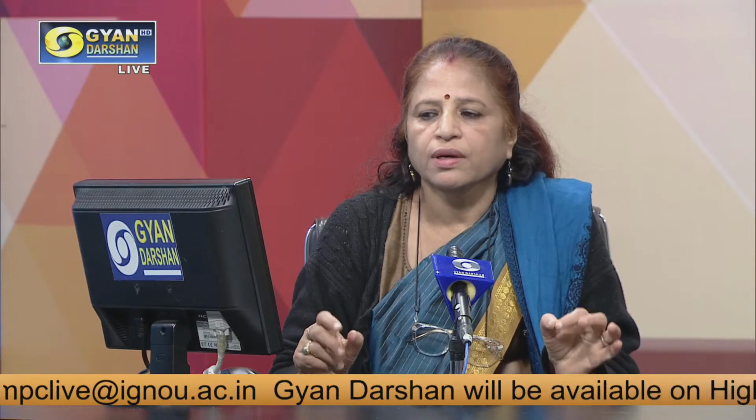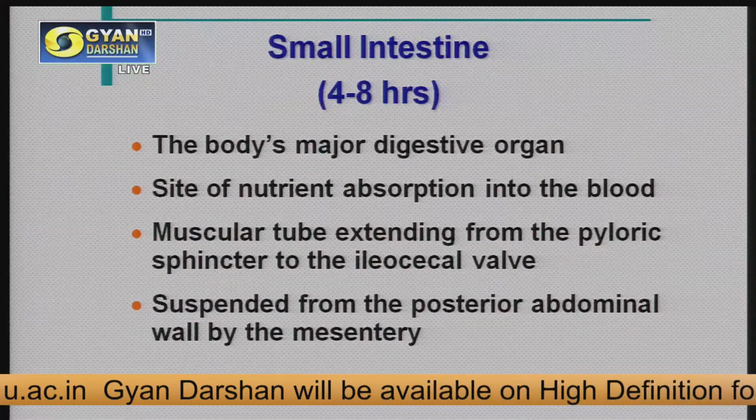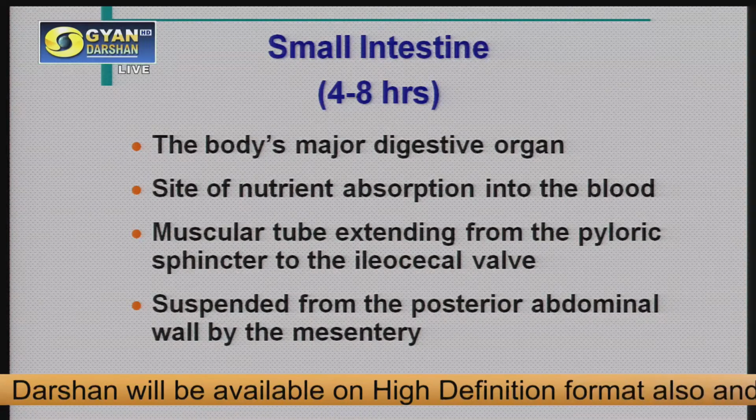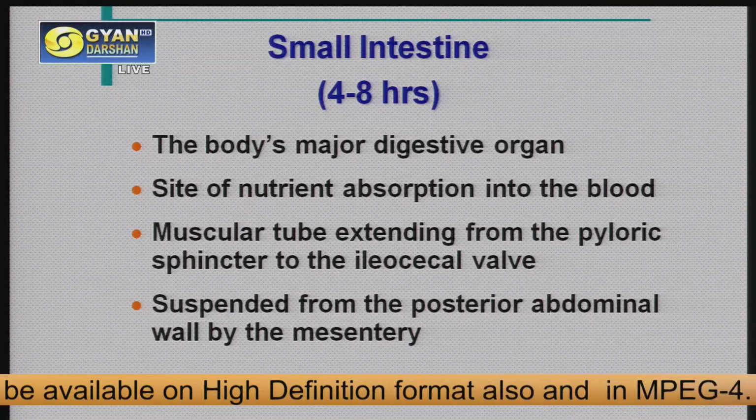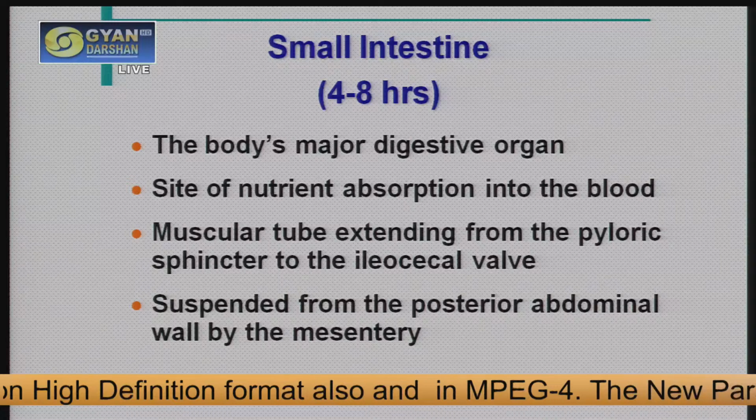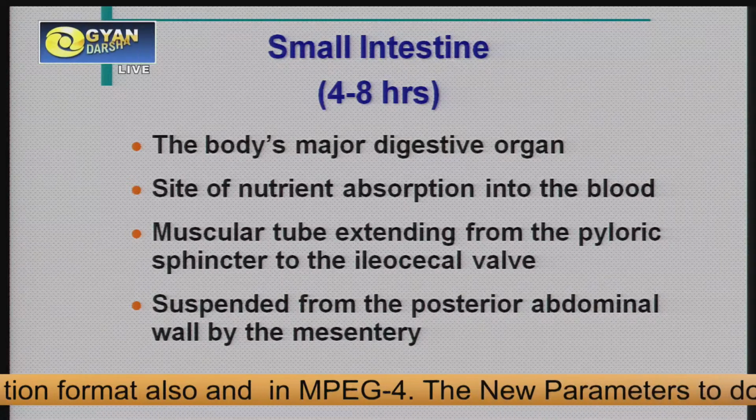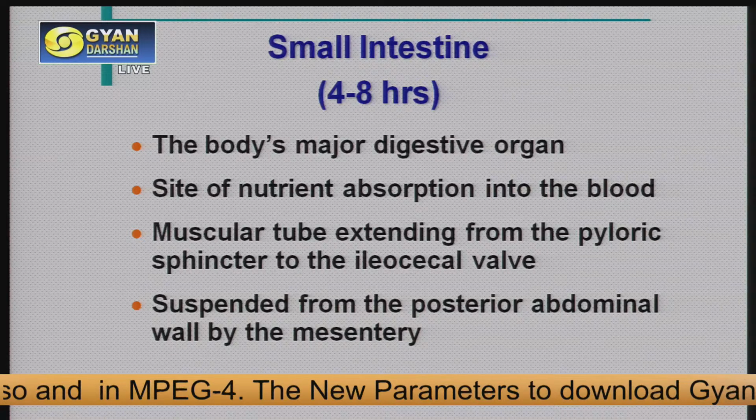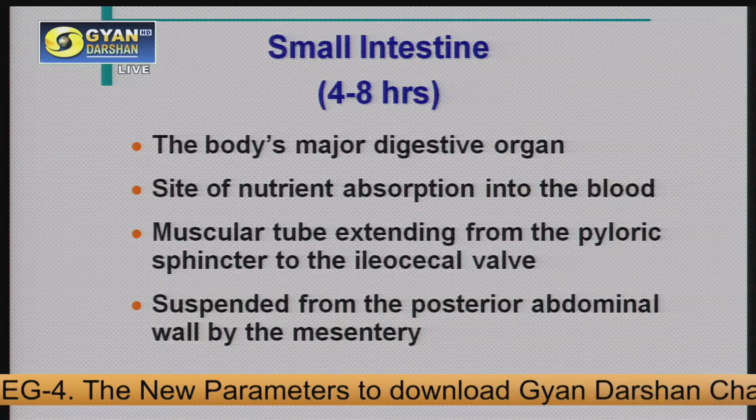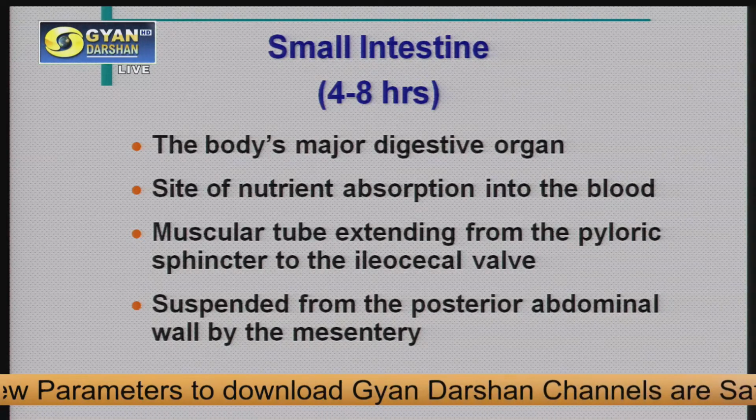Those constituents are absorbed by the small intestine. That is why this particular organ of digestive system is very important. And it is the site of nutrient absorption. It is a muscular tube which extends from the pyloric sphincter to the ileocecal valve. Pyloric sphincter is the last portion of the stomach. And from here to the ileocecal valve, this is the entire small intestine. It is suspended from the posterior abdominal wall by the mesentery.